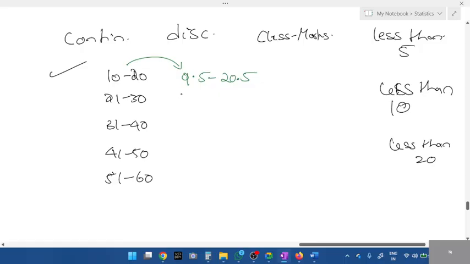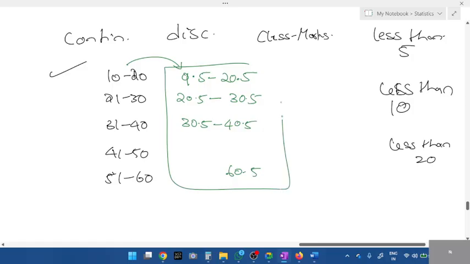Next, what do we get? Respond, all of you. Unmute and respond. 20.5 to 30.5. Next, 30.5 to 40.5, and it just goes on, up to 60.5. And this is the value we need to take in the x-axis. Remember that. Draw the x-axis and take these values.